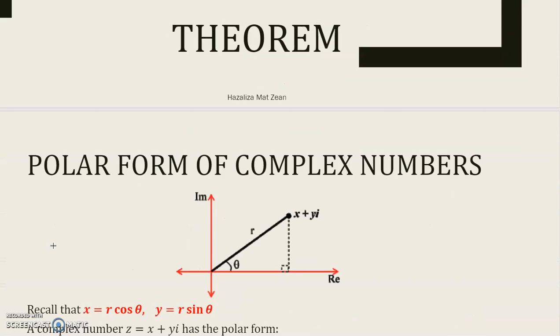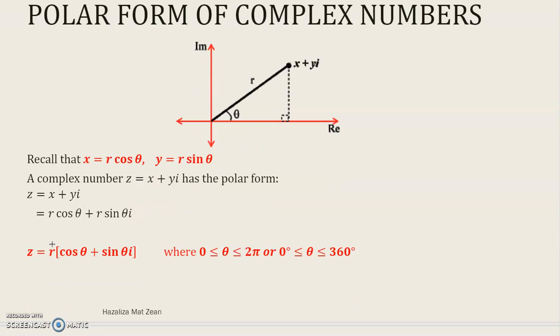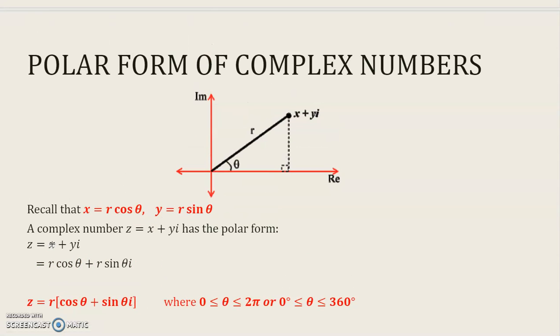Okay, and we're going to use De Moivre's theorem. Alright, so the first thing is we have to convert, or we have to know, the polar form of complex numbers.